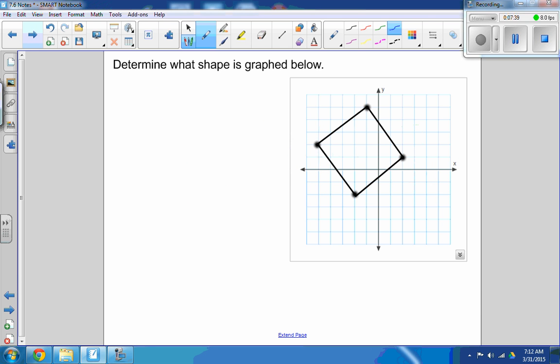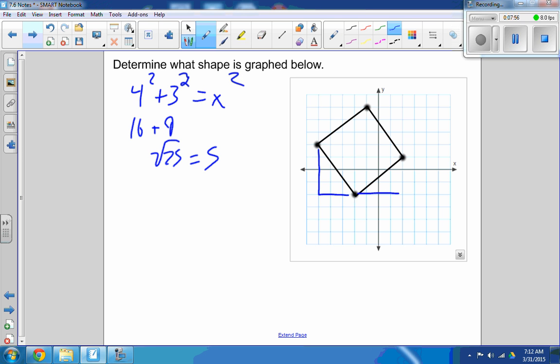Let's see what this shape is. Let's do sides down 4 over 3. So that's 4 squared plus 3 squared equals x squared. So that's 16 plus 9. That's 25. Square root of 25 we know is 5. Well, look, over 4 up 3, that's also 5. Over 4 up 3, it's also 5 on the other sides too. So I've shown that it is a rhombus, but it could be more than that.